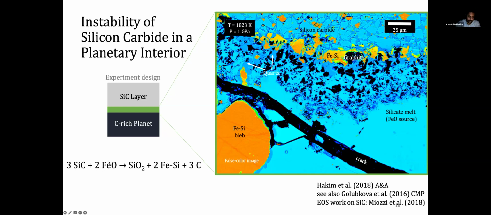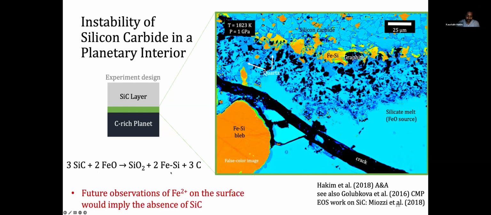What you see mostly is a reduction of Fe2+ to Fe0, or metallic iron. And this is potentially important for future observations, because if one can find a method to sufficiently well detect the surface of a planet where you can identify the iron 2+ on the surface, then at least in this idealistic scenario, if you find Fe2+ on the surface, it's very hard to have silicon carbide in the interior.